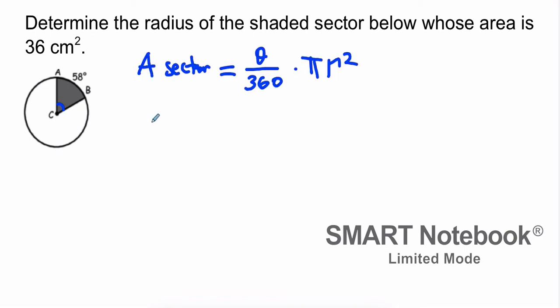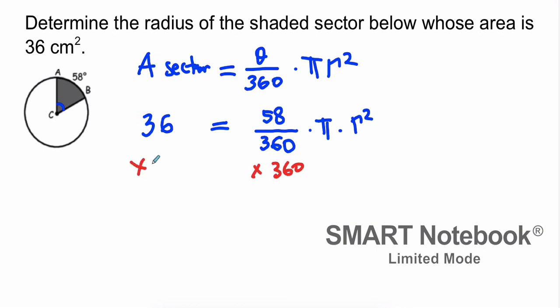Area of sector is theta over 360 times pi r squared, and we just have to put whichever information we know in the right places. So the area is 36 centimeters squared. This is something we know. Theta, or the center angle, is 58 degrees in this case, over 360 times pi times radius squared. And radius is the one that we are looking for in this case. So applying a little bit of algebra, we know we would like to remove the denominator first by multiplying both sides by 360 in this case. And if we do so, then we will end up on the right hand side, the 360 denominator is gone. So we have 58 times pi and times radius squared. And meanwhile, on the other side, we will have 36 times 360.